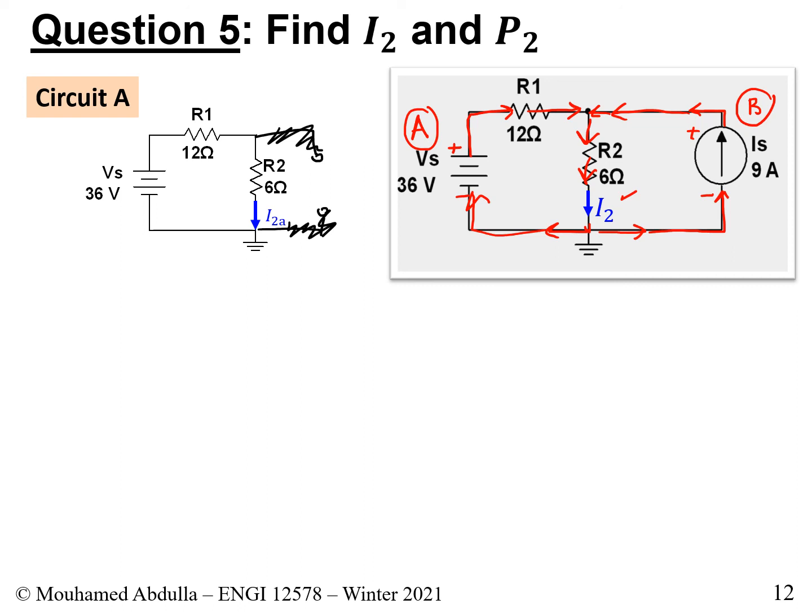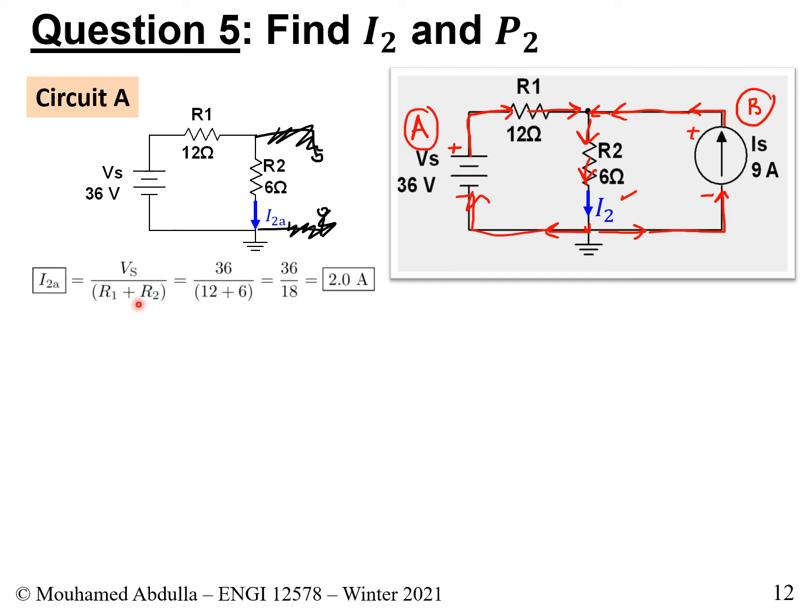So now we have this circuit A, and we need to find the current I2A, because it's the first circuit that we're solving, flowing into this resistor. We could use Ohm's law by combining R1 and R2 together. We could skip some steps here by doing it straightforwardly. So we have the voltage. We know it's going to be 36 volts for both of them together.